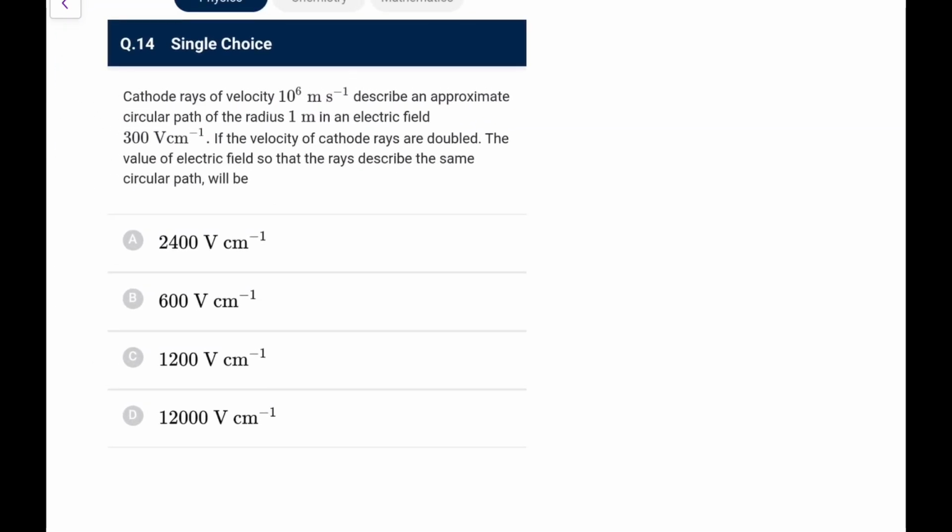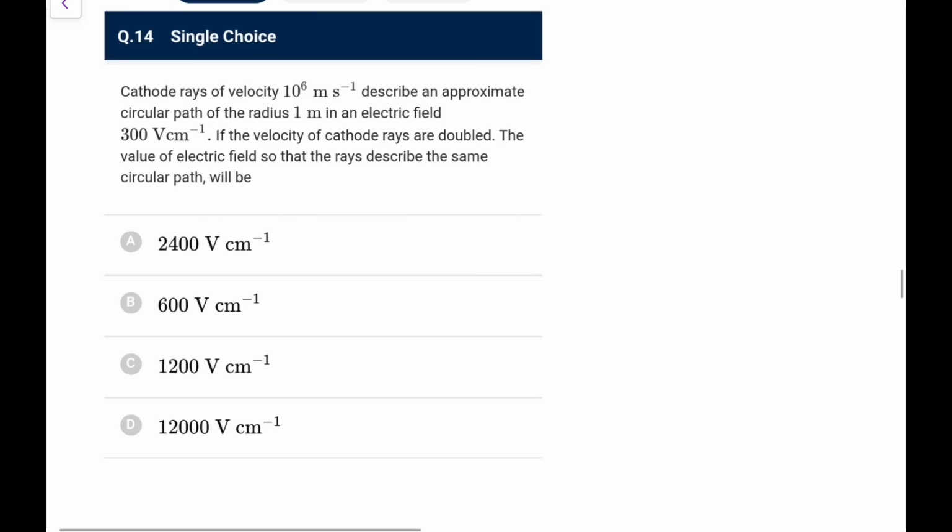The solution given by NTA is wrong. They have taken the equilibrium position to be the maximum extension, which is not right.